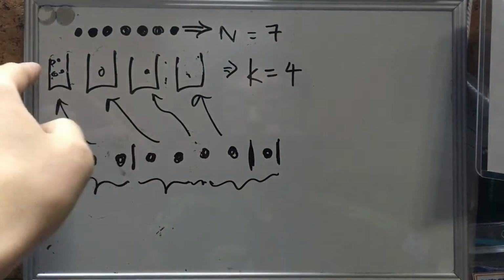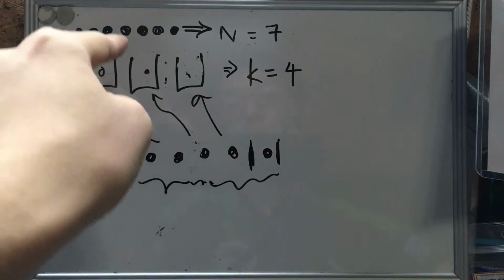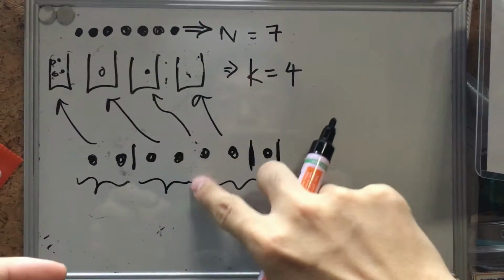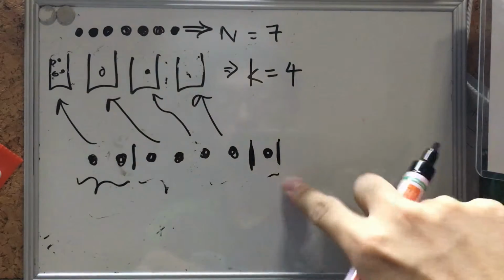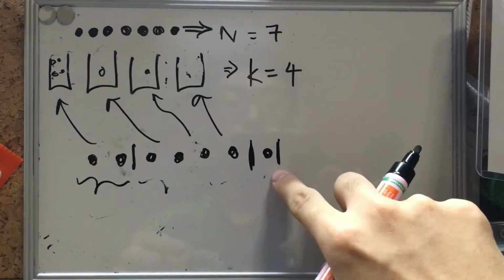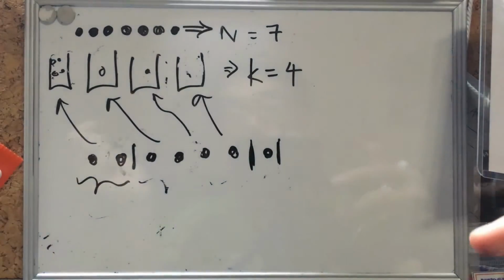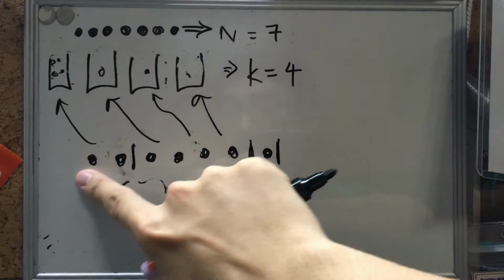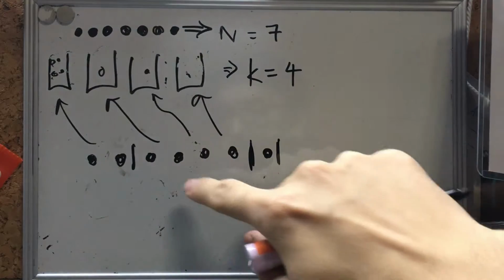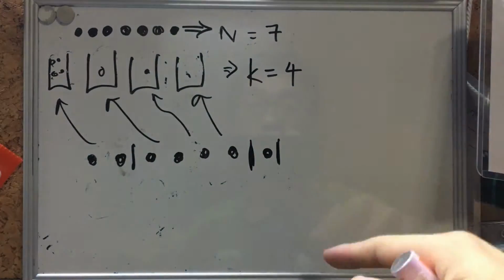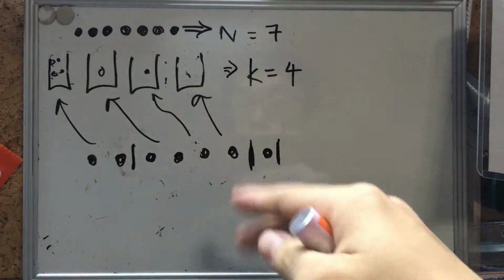So this means I have 2 in the first basket, 4 in the second, 1 in the third, and none of them in the fourth, right? Because there's nothing between this last partition and the last invisible element or whatever, right? And so we can see that now we can put these partitions in any position we want, between any of the balls we want.